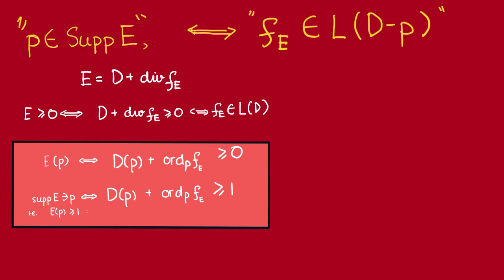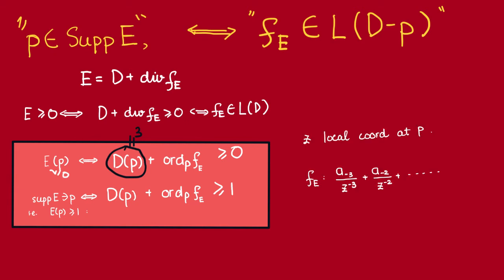Alright, so now let's look locally at just the point P. Right? So in particular, we see that because E is effective, in particular this E_P must be greater than or equal to 0. So the order of vanishing of Fe at P must be greater than or equal to minus d_P. For example, let's take an example. Let's say that d_P is equal to 3. Then what does this say about Fe? Then this says that Fe has a pole of order at most 3 at P, right?